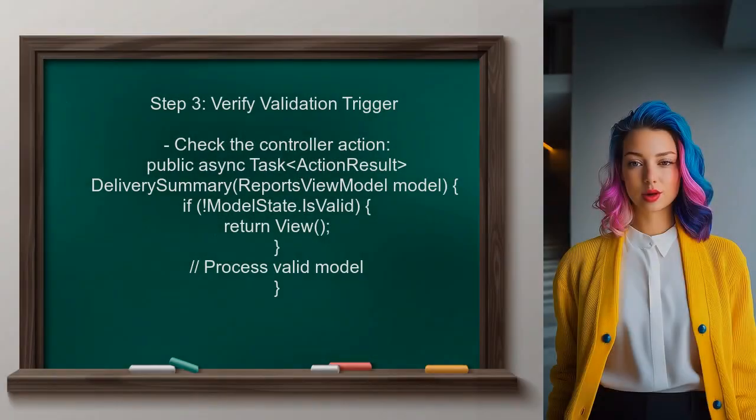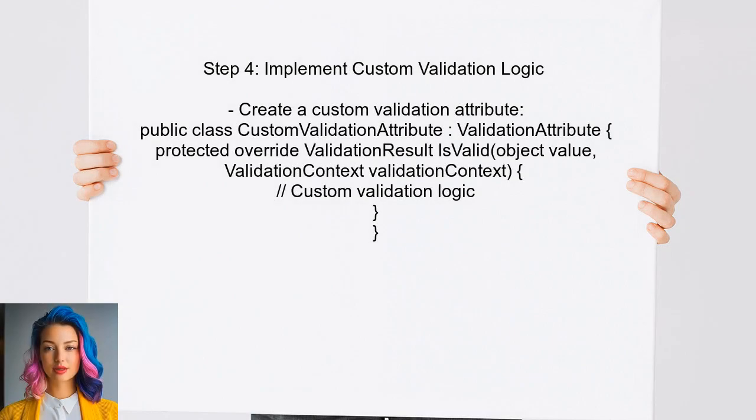The user should also verify that the validation is being triggered correctly in the controller action. This means ensuring that the model state is being checked immediately after model binding. Additionally, the user can implement custom validation logic if necessary. This can help catch specific cases that the built-in validation may not cover.